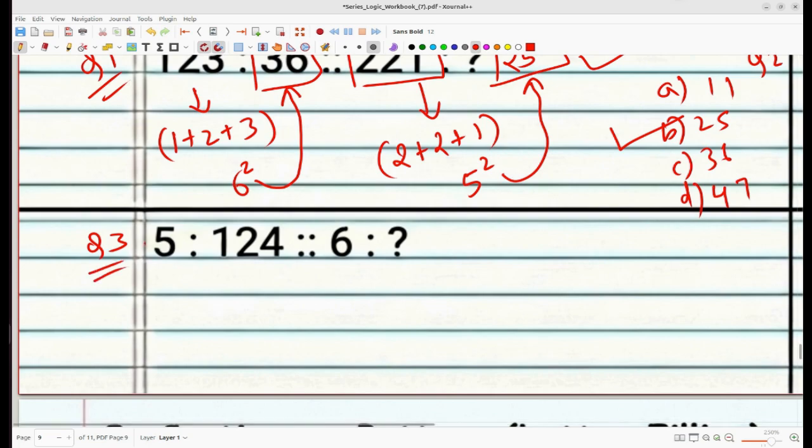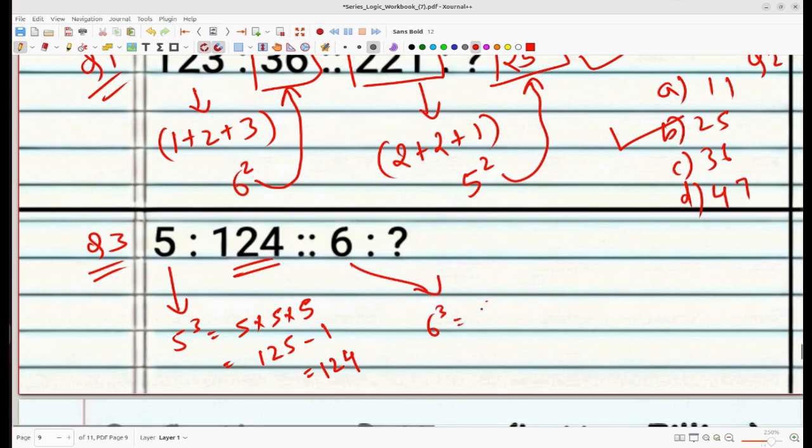Likewise, question number 3 we will see. This will be easy. How can you identify? This cube they have done here. 5 cube, what will we get? 5 5 ja 25. 5 into 5 into 5 we will get, right? 5 5 ja 25. 25 5 ja 125. Minus 1 means what will we get? 124. Similarly, this also. 6 cube will be 6 into 6 into 6. 6 cube is 216, right? 216 minus 1, that is 215. So the answer here is 215.